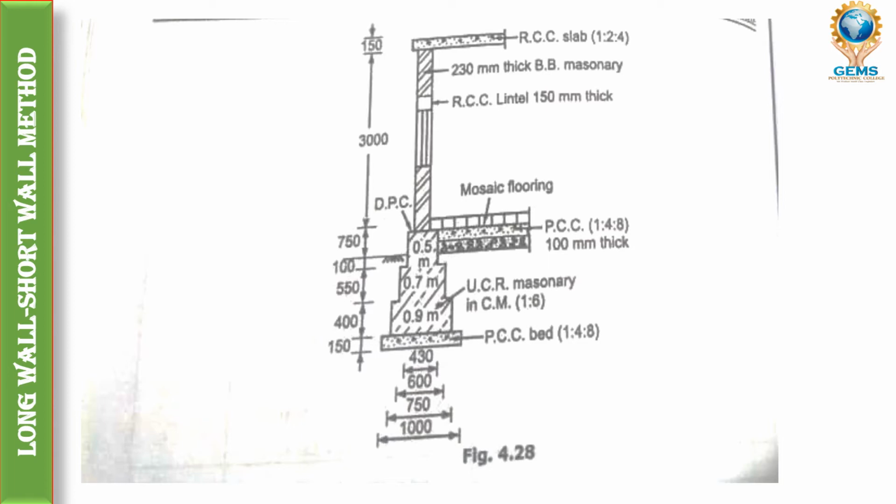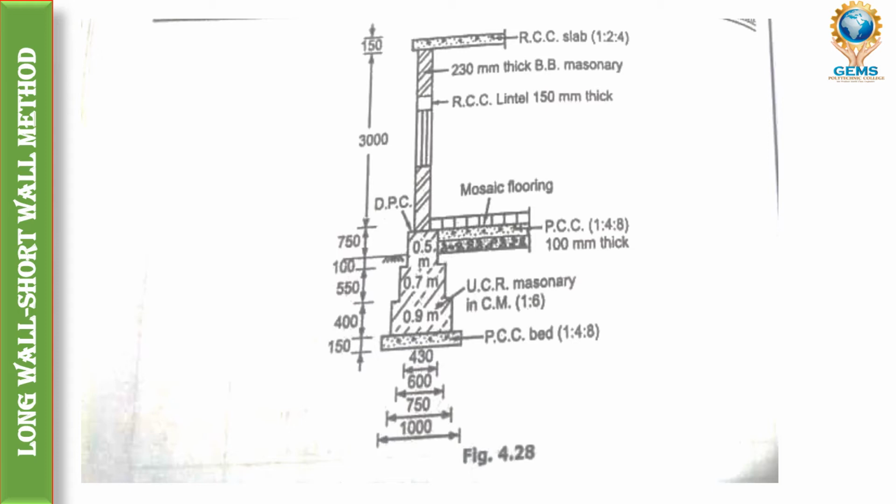Then for BBM masonry, the height or depth is given as 3000 mm, that is 3 meter. It is given in the question. Then for BB masonry, we need to add the wall thickness as the breadth, 0.23, because it is brick masonry. So we are taking just the wall thickness 0.23 as the breadth. Then mosaic tile flooring.